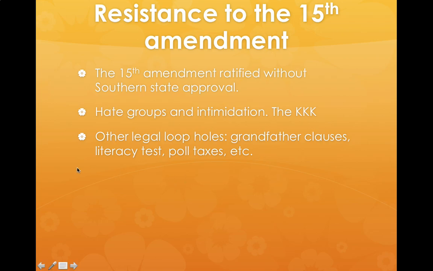Literacy tests were also used, and these literacy tests could be racially biased. At first, literacy itself would be a challenge. It was a crime to teach slaves how to read. So in the years following the war, if you couldn't read, you couldn't vote. So that would prohibit many African Americans in the South from voting. And then as literacy became more commonplace, they made these tests racially biased.